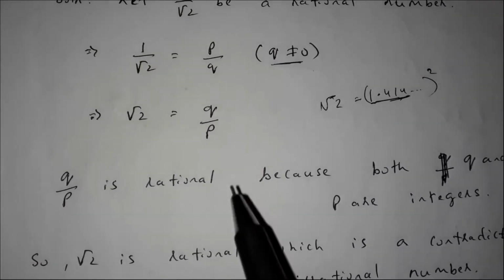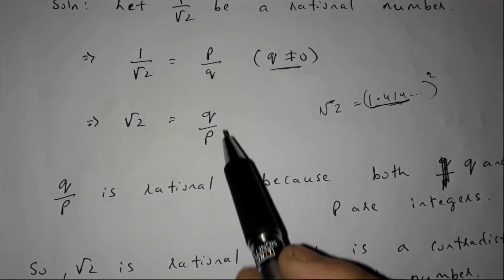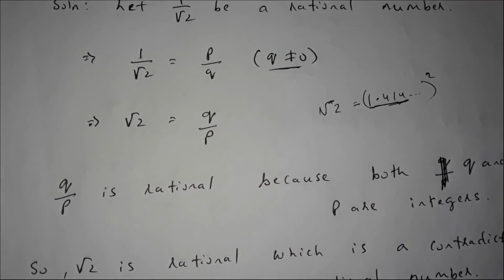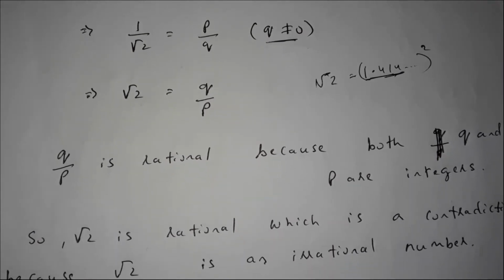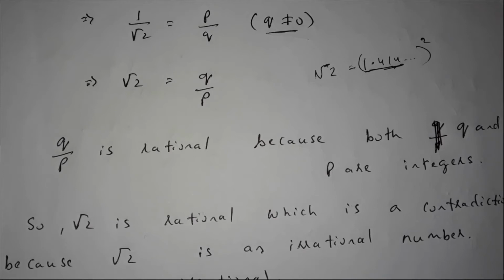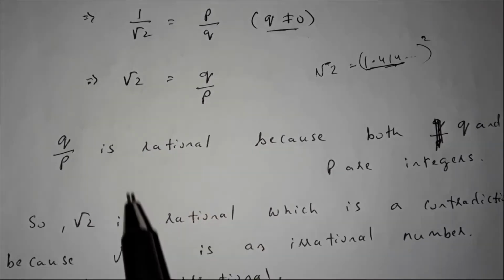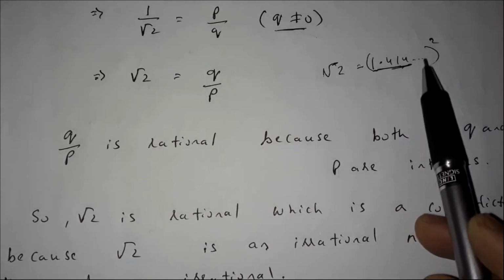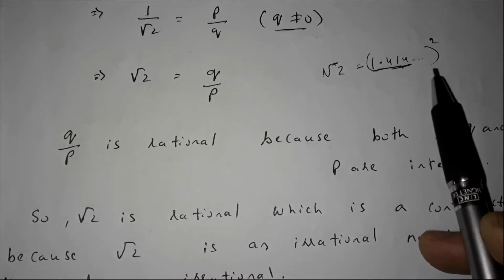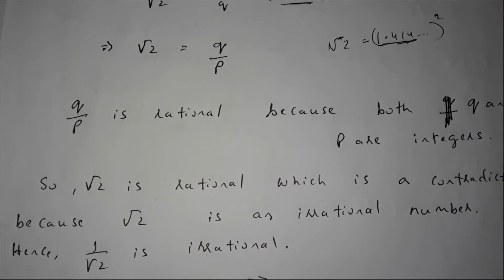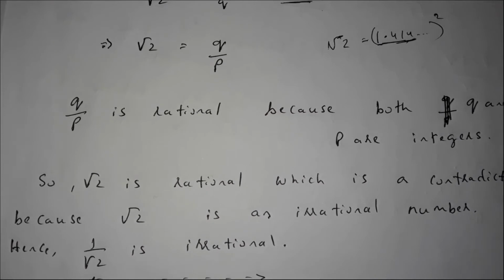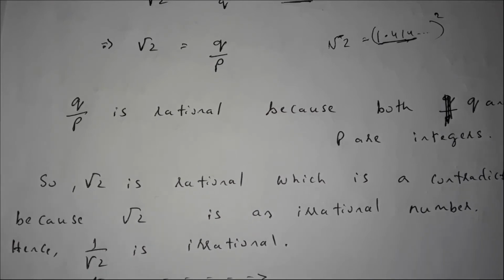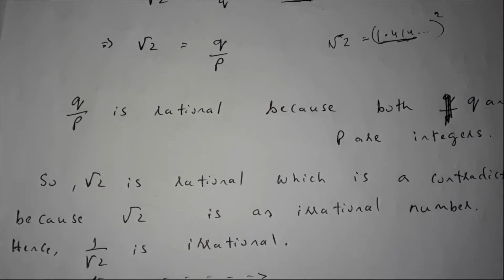So here q by p is rational, because q and p are integers. Since q by p is a rational number, root 2 also should be rational. However, we know that root 2 is not a rational number, because it is the square of a number which is non-terminating, non-repeating. So this is a contradiction. Therefore, 1 by root 2 is an irrational number. Since root 2 is irrational, a number divided by an irrational number also becomes an irrational number. So that is the first question.